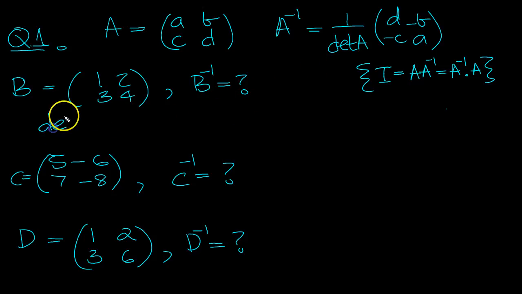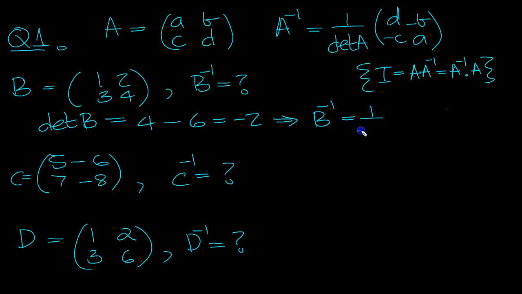First of all, det B. Leading diagonal product 4 minus the trailing diagonal 6. So the det is minus 2, so the inverse exists. So B to the minus 1 then is equal to 1 over det B times, and what we do here for the formula is we swap the leading diagonal around. So this is 4 and this is 1, and we flip the sign of the trailing diagonal. So this is minus 2, minus 3.